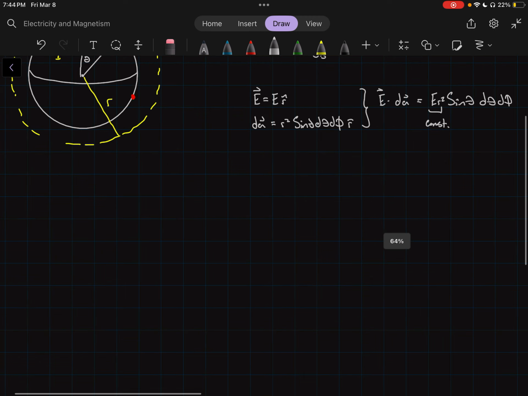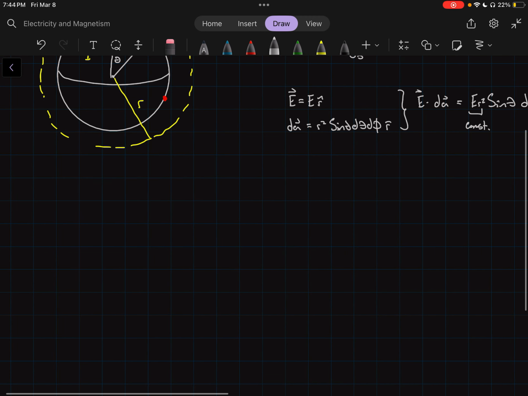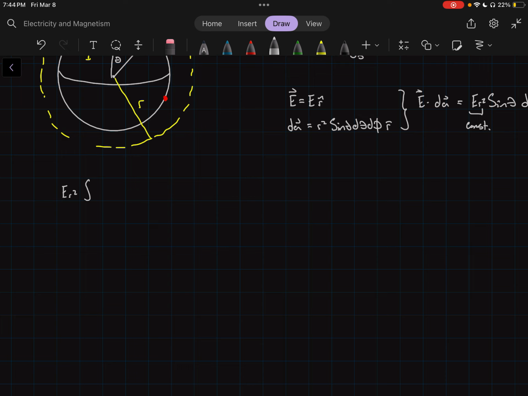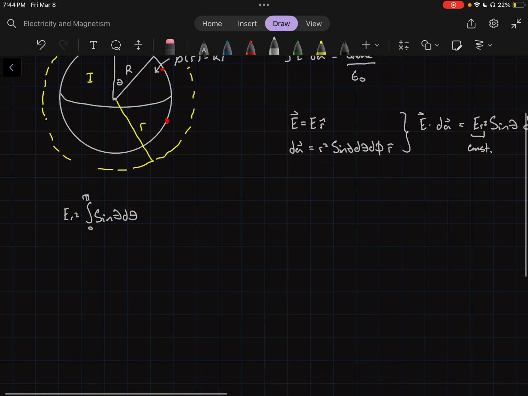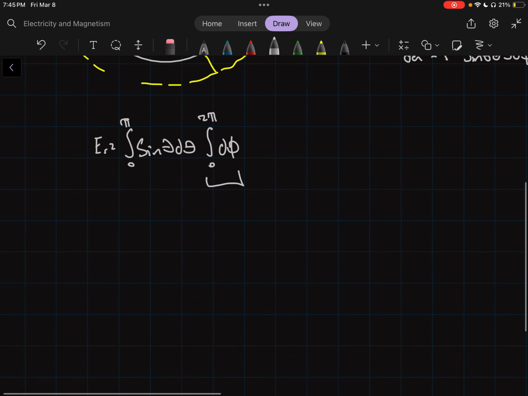So then we can go ahead and do our integral. We can pull out the constant, E r squared. We'll be integrating from 0 to pi of sine theta d theta, because there's that angle theta, times the integral from 0 to 2 pi of d phi to go around the circumference of the circle. So looking at this, we can clearly see that this will be phi evaluated from 0 to 2 pi, which is just equal to 2 pi.